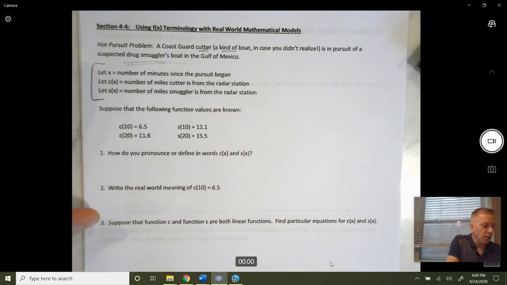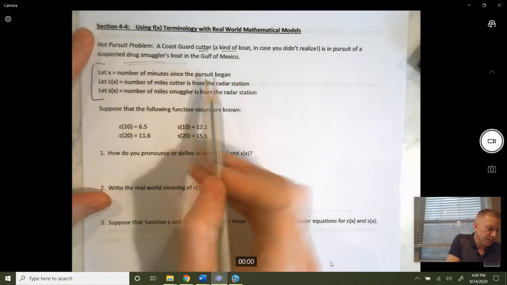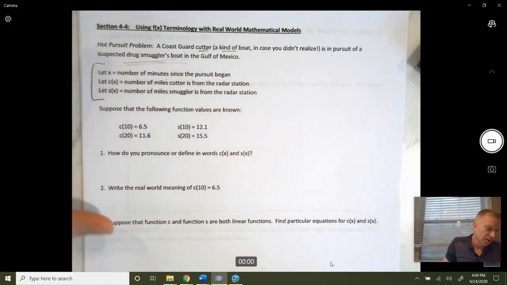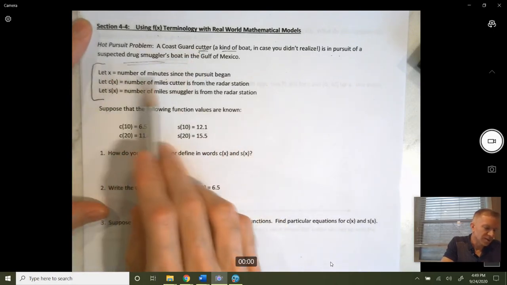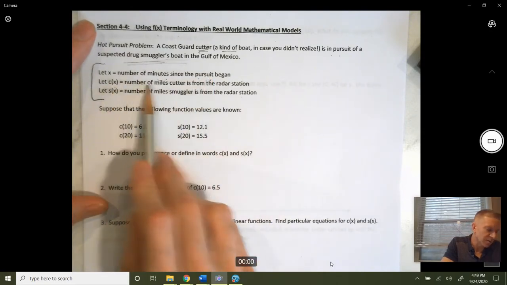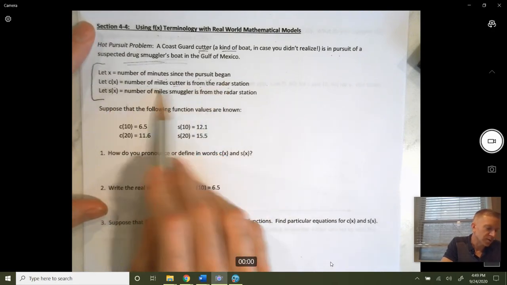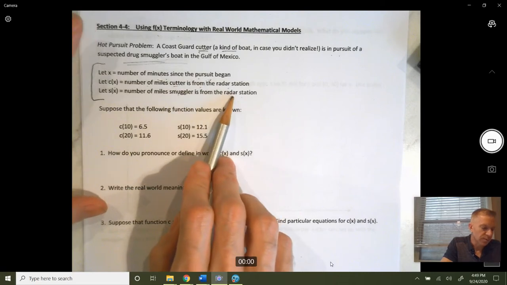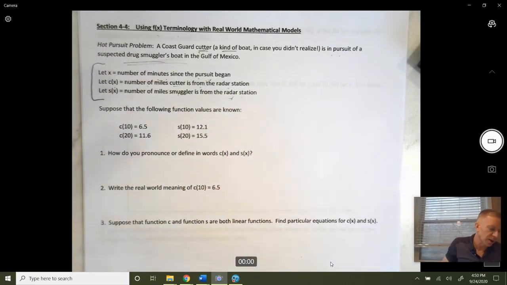Okay. So X is the number of minutes since the pursuit began. So at some point, this drug smuggler is driving their boat across the water, and the Coast Guard at some point starts chasing them. We don't quite know when it began. But C of X is the number of miles the cutter is from the radar station, and S of X is the number of miles the smuggler is from the radar station. So I'm guessing somebody at some point called the radar station and said, "There they are," and then the pursuit began.